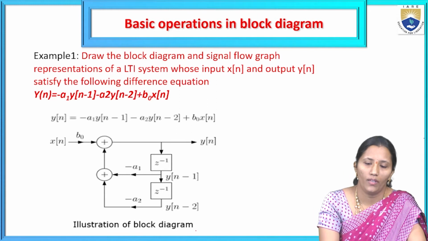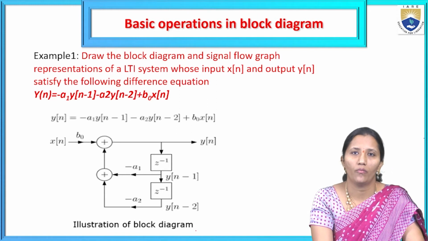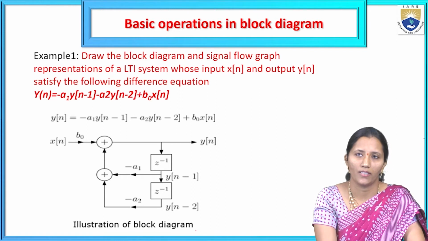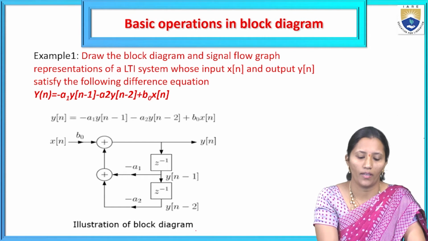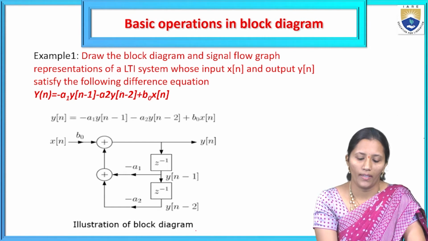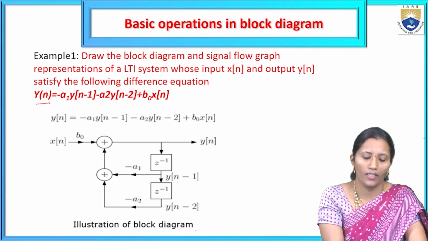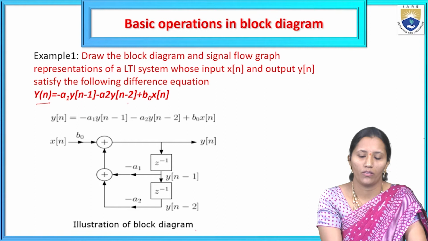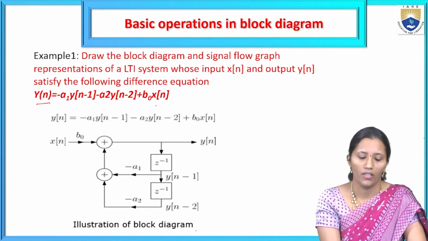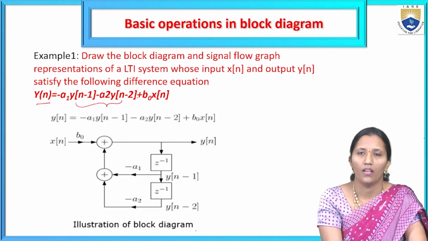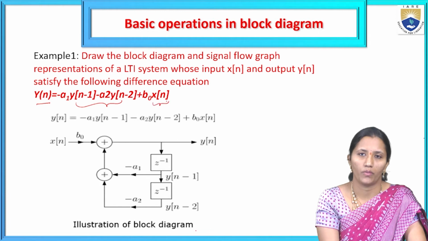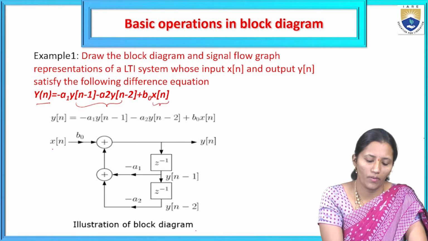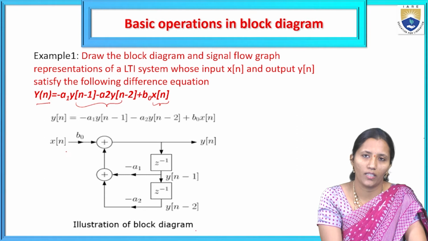So, for example, draw the block diagram and signal flow graph representation of an LTI system whose input x of n and output y of n satisfy the following difference equation. Here y of n equals minus a1 y of n minus 1 minus a2 y of n minus 2 plus b naught x of n. So it depends on the past outputs and the present input. First we have to represent that in terms of a block diagram.